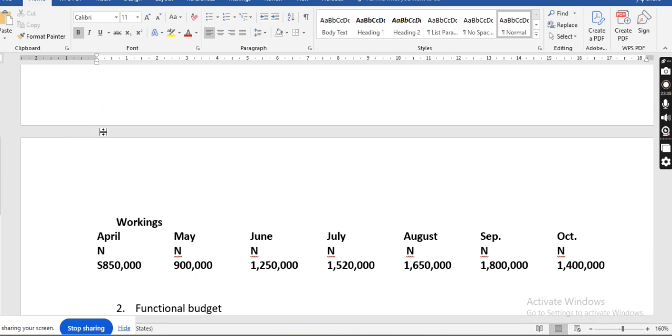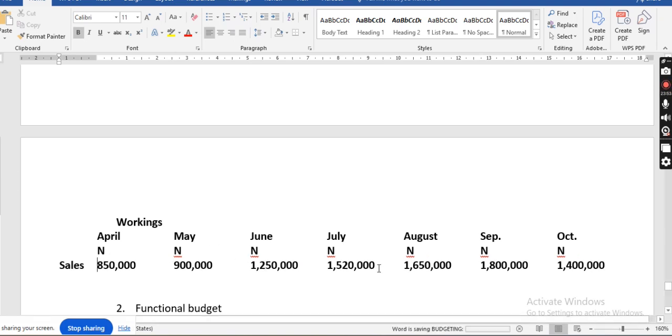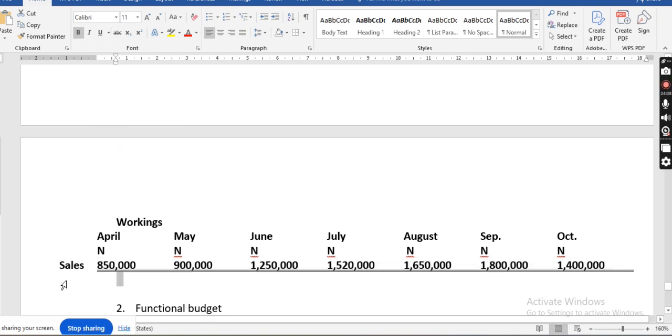Sorry, I need to arrange these sales, right? So this is the sales. You can do the sales like this, you can just cross it this way. Now, out of these sales, what happened to it? There will be cash sales.